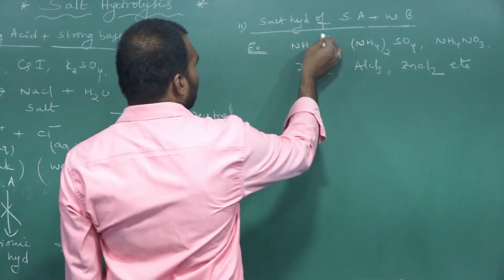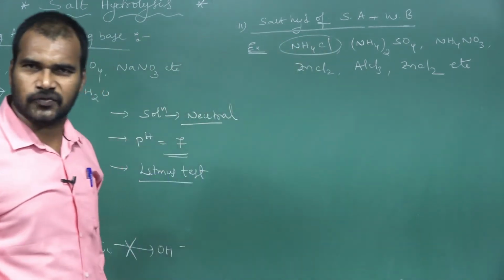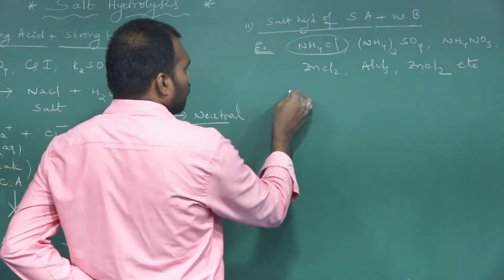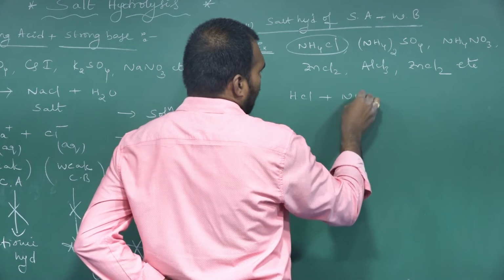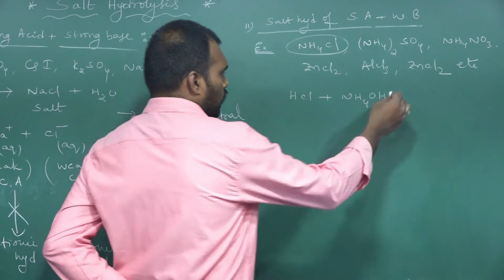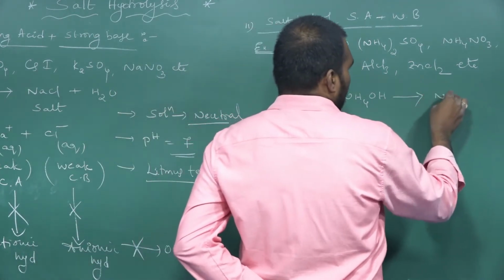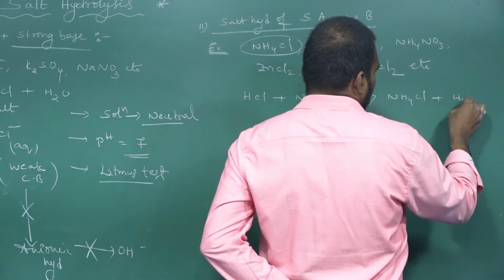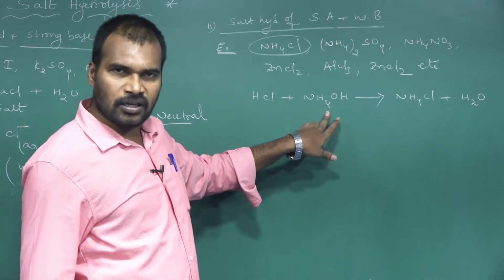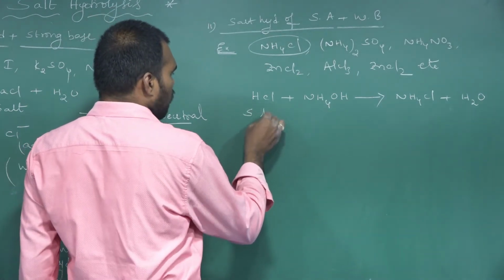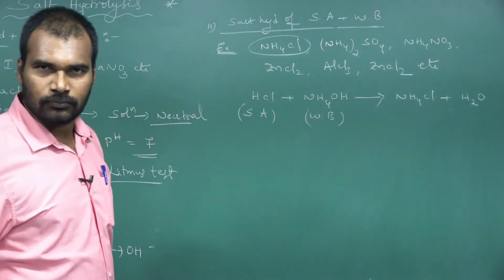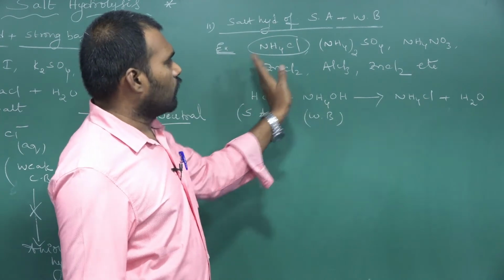For our convenience, I am taking a simple example. That is NH4Cl. As we know, NH4Cl is formed by the mixing of HCl and ammonium hydroxide. So that we are getting NH4Cl plus water. It's a salt made up with HCl and ammonium hydroxide. HCl is a strong acid and ammonium hydroxide is what? Weak base.